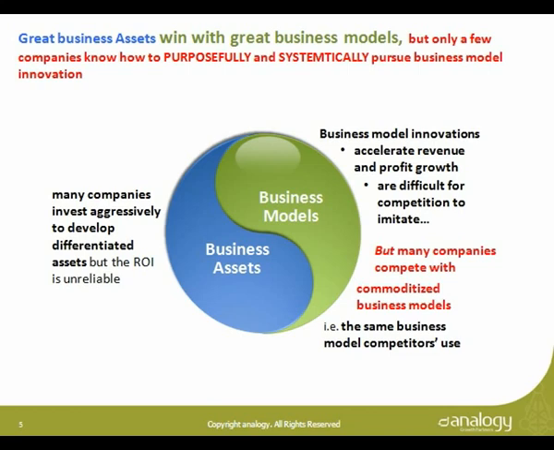The third problem we encountered is that most companies seemed to worry far too much about commoditized products, and worry far too little about commoditized business models. Here's what I mean. Although many companies pursue asset innovation, especially product innovation, aggressively, only a very few companies knew how to purposefully and systematically pursue business model innovation. So what ended up happening is that most companies persisted in using a business model that most of the competition also used. In other words, most companies used commoditized business models.